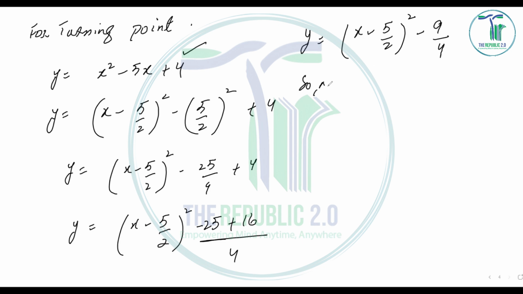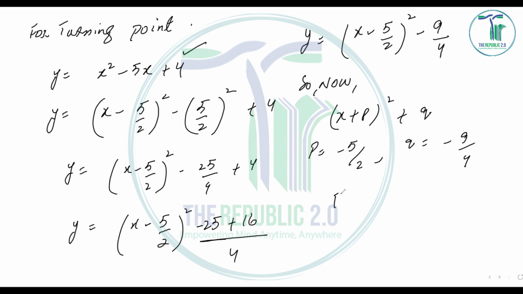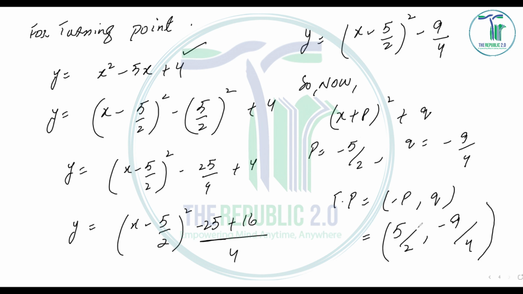So now you can just compare it with (x plus p) squared plus q. Remember that the p from here is going to be negative 5/2, and q from here is going to be negative 9/4. And remember, the turning point would always be (negative p, q), right? That is the formula for the turning point. So you should have a turning point of (5/2, negative 9/4). That is how I'm going to get the turning point of any quadratic equation.